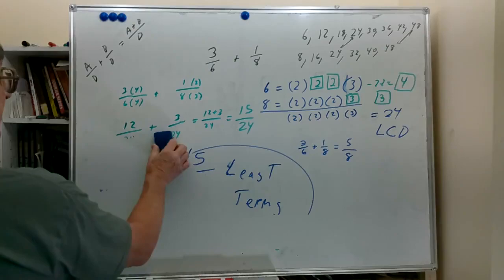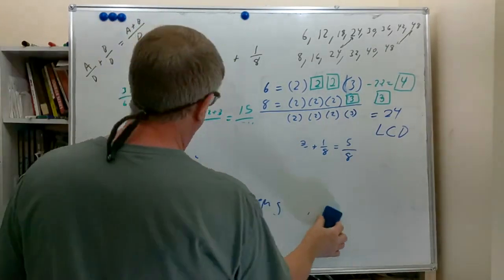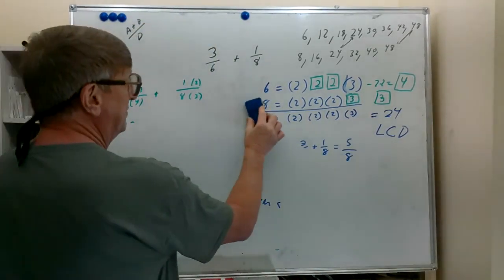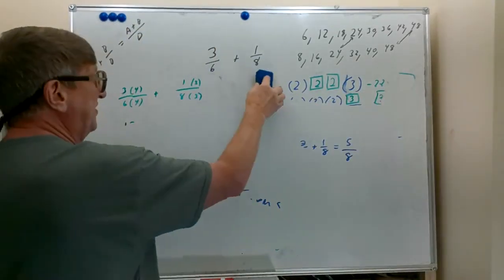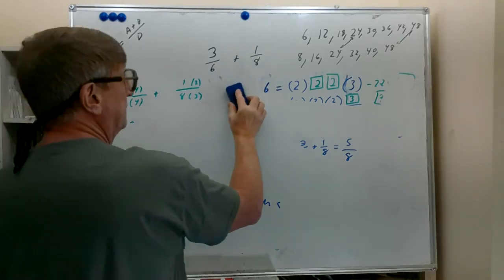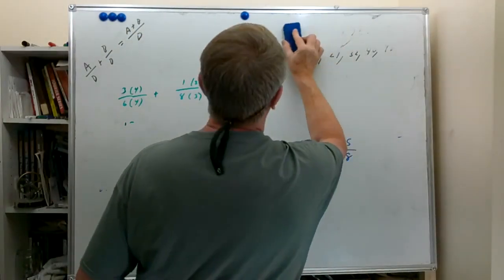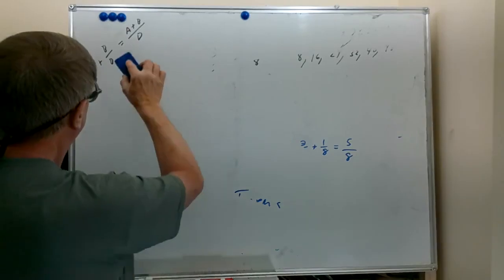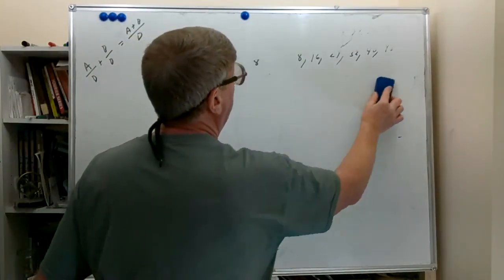So we've done another example. This time it wasn't quite as easy to find the least common denominator because we had to change both the 6 and the 8. The last one we had a 4 and 8, we only had to change the 4. This time we had to change both of them. Leave that formula up there because it's kind of handy for adding the fractions.